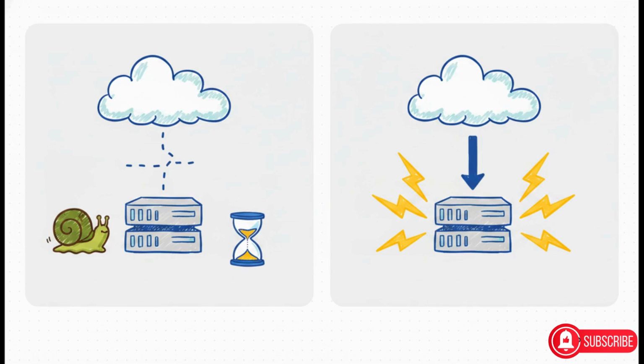The fix is Fast Snapshot Restore, or FSR. By turning on FSR, AWS fully initializes the volume the moment it's created, giving you instant, fully provisioned performance the second your server boots up.